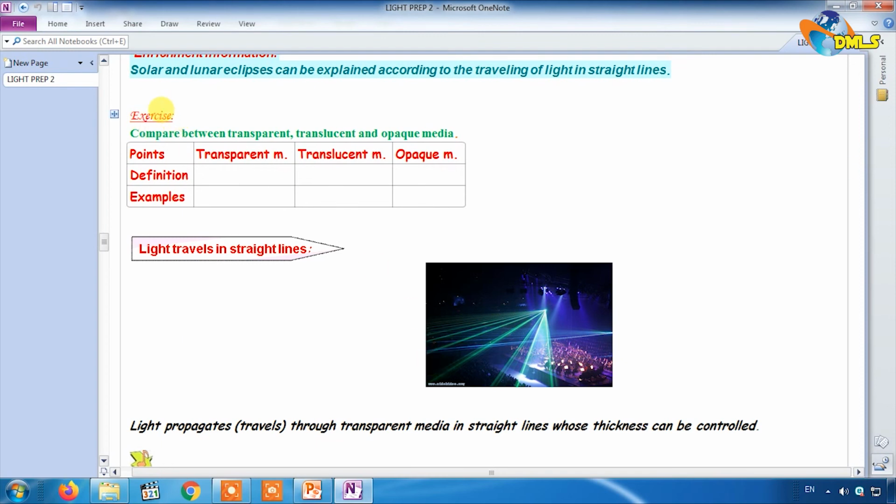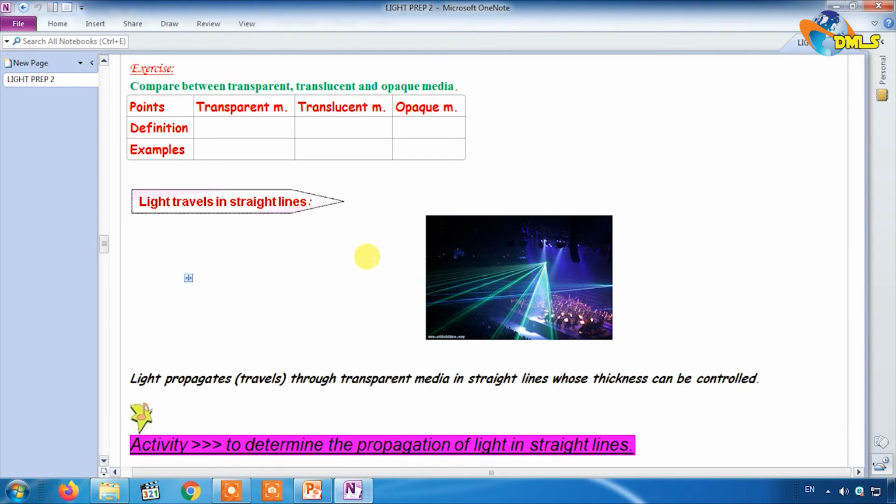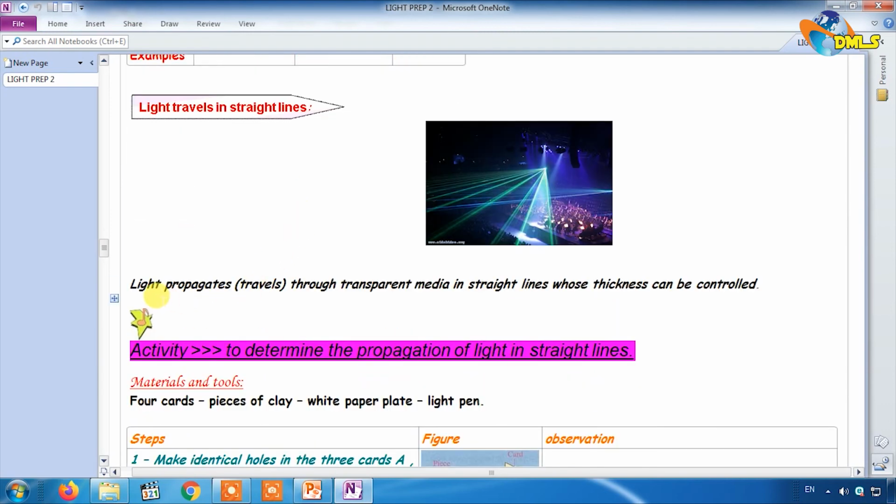Here I have an exercise for you. Compare between transparent, translucent and opaque media. What is the point which you have to compare between? Definition and example. You know the definition of transparent medium, translucent or semi-transparent media, and the last is opaque media. And also you have to write examples here. Good. Then return to our lesson again. Light travels in a straight line. Light propagates through transparent media in a straight line whose thickness can be controlled. This point we explained before. By increasing the thickness, what happens to the light which you can see? It decreases.